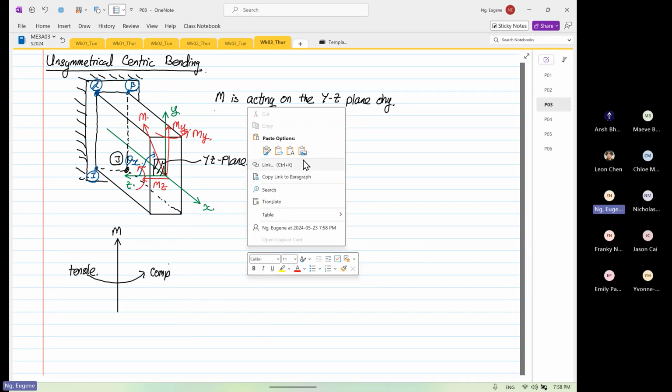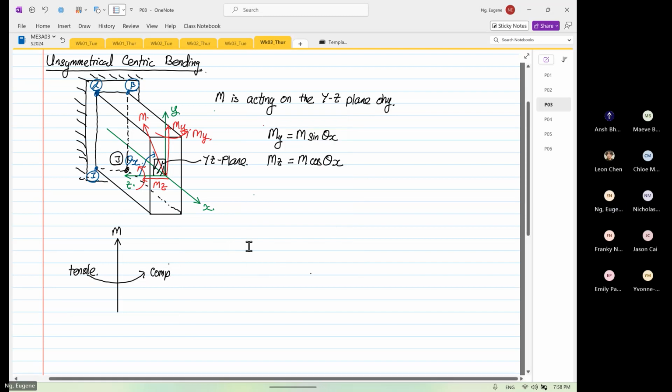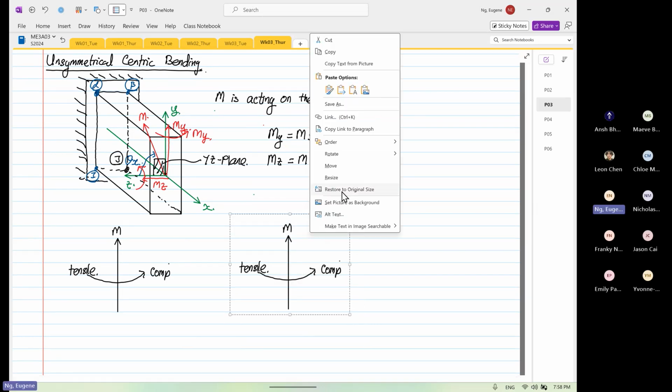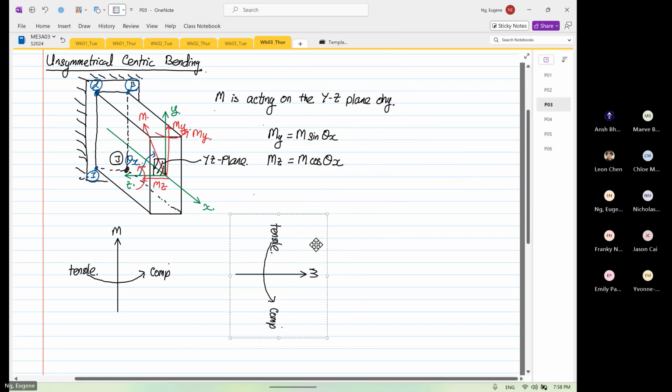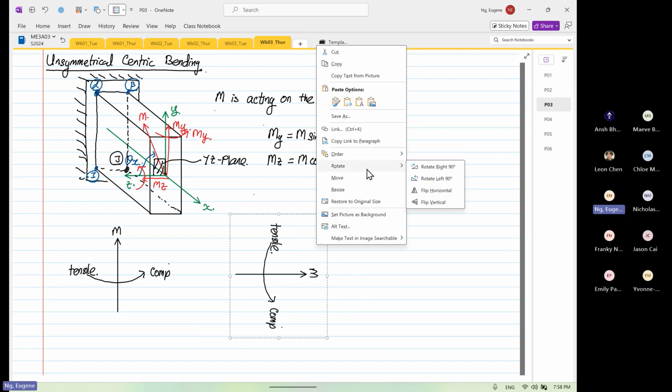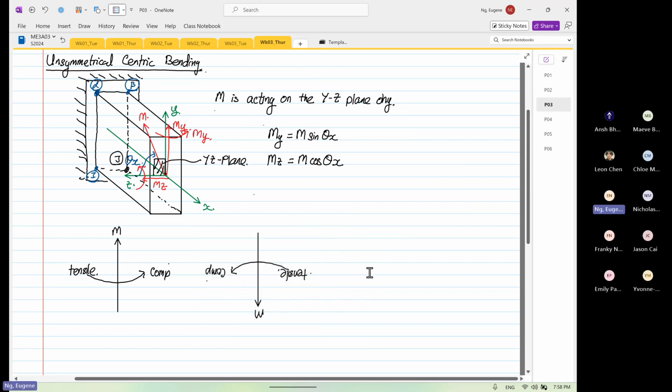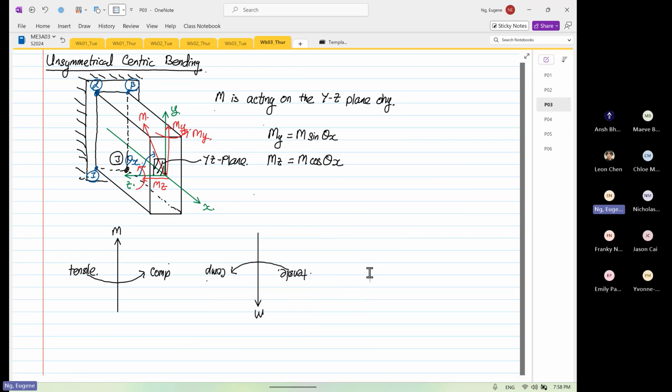It's not a flip. So if I paste, and then if I now rotate, it doesn't allow me to rotate. Rotate right and rotate right again. Now you see it. It's not flip, it's different. So now when the moment is coming down, how your fingers close, now the left hand side is compression.